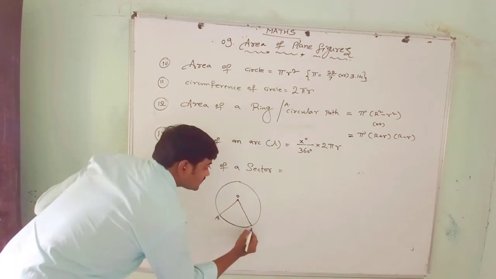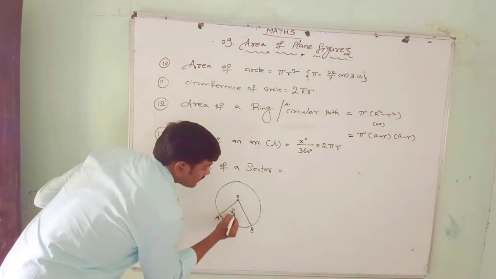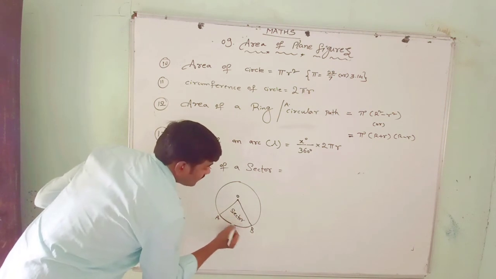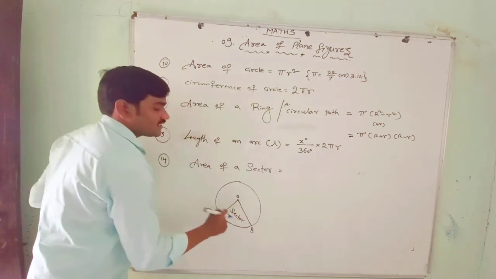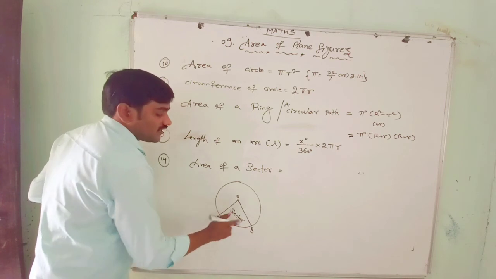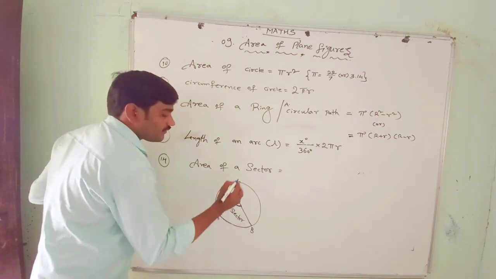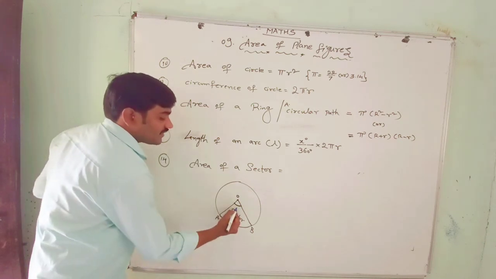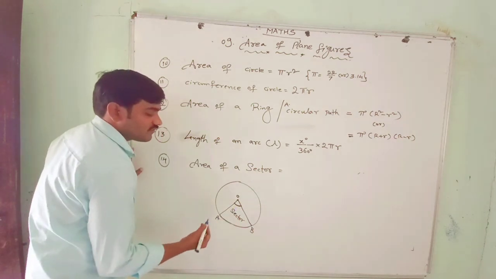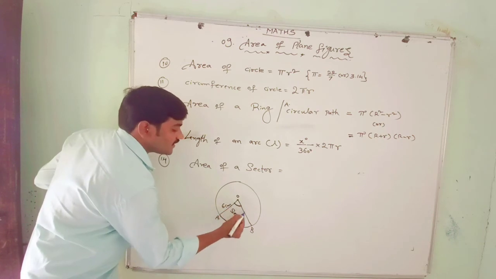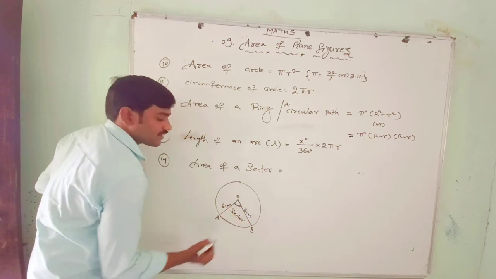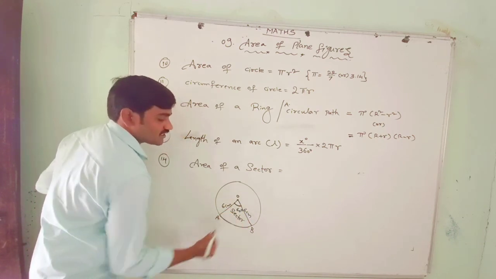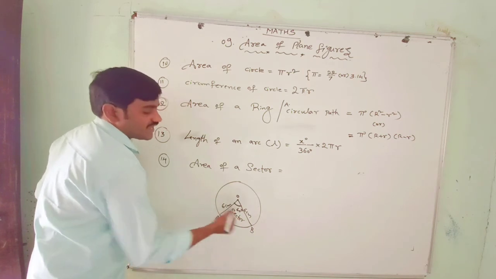See, what is the area of a sector? This is known as a sector. This is a minor sector and this is a major sector. Now we have to find out the area of this sector. We will do it here, 6 centimeter and 6 centimeter, and here the angle subtended is, suppose, 60 degrees. Now let us find out the area of the sector.